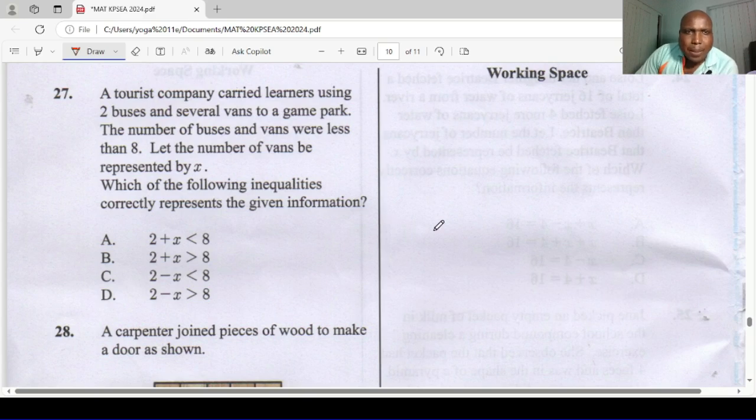A tourist company carried learners using 2 buses and several vans to get back. The number of buses and vans were less than 8. Let the number of vans be x. So that means it will be 2 buses plus x vans will be less than 8 in total.